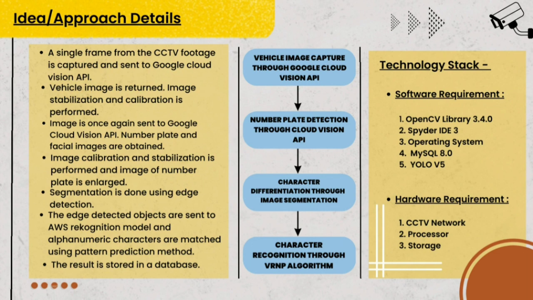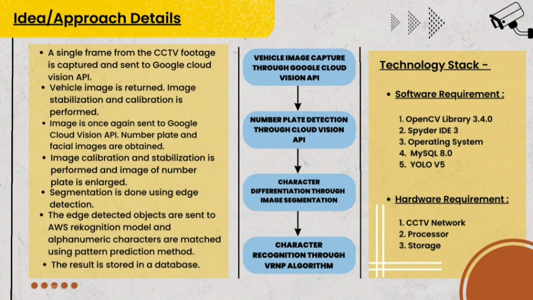Our first task is vehicle image capture through Google Cloud Vision API. Thereafter, we are performing number plate detection again through Google Cloud Vision API. Thirdly, character differentiation is done through image segmentation, that is edge detection. And our final task is character recognition through the AWS Rekognition model and VRNP algorithm.